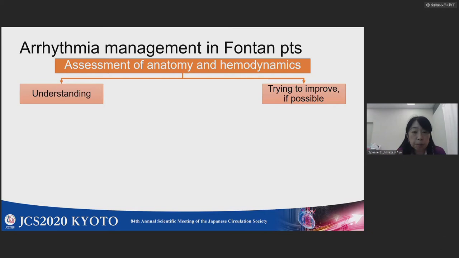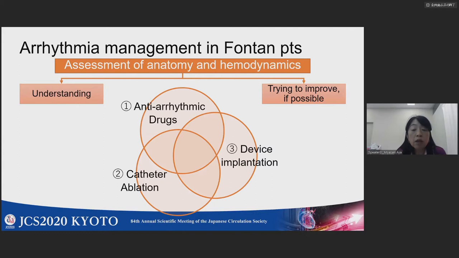The first step of management is assessment of anatomy and hemodynamics. When patients have a hemodynamic abnormality, we must make an effort to improve it, exploring every avenue. At the same time, we should consider controlling arrhythmia with a combination of anti-arrhythmic drugs, catheter ablation, and device implantation. The choice of these methods should be made after understanding the hemodynamic situation.